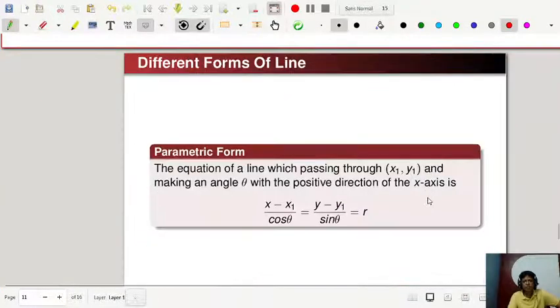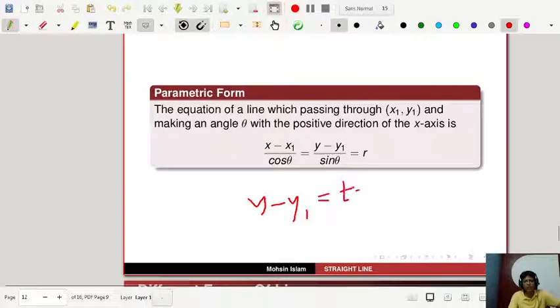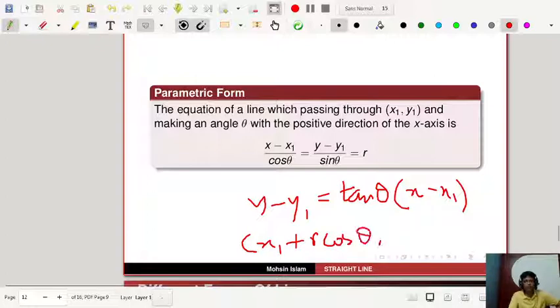Next form is the parametric form. This is also very useful. You know that m is tan theta, so y minus y1 equal to m times x minus x1. So we can write (y minus y1) by sin theta equals (x minus x1) by cos theta equals r. So any point on the line can be taken as (x1 plus r cos theta, y1 plus r sin theta). Any point on the straight line can be taken like this. This is very important. This is called the parametric form.